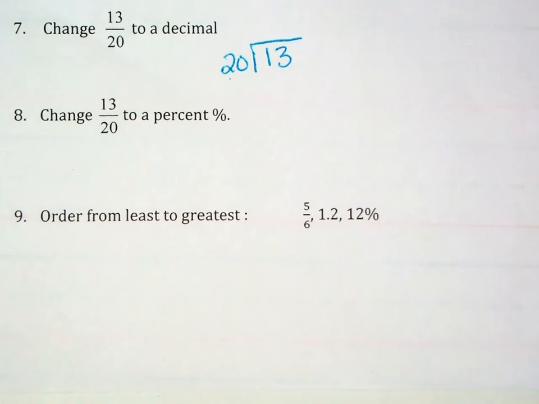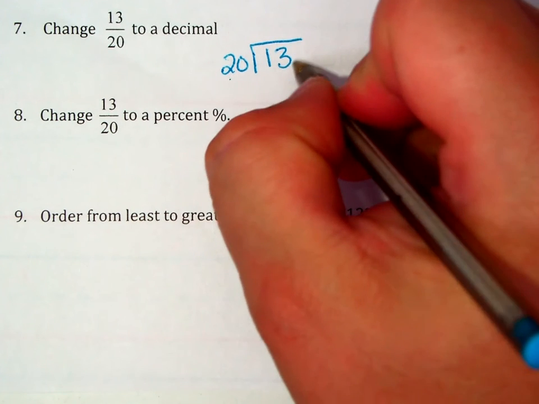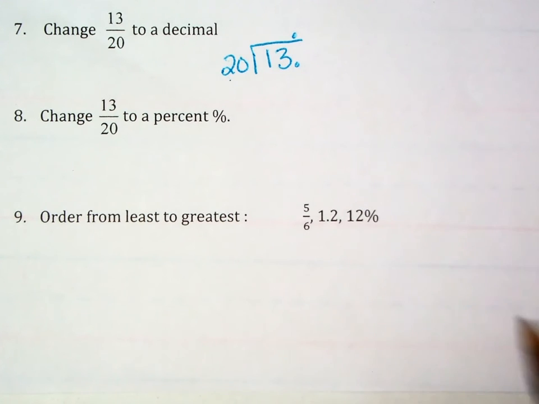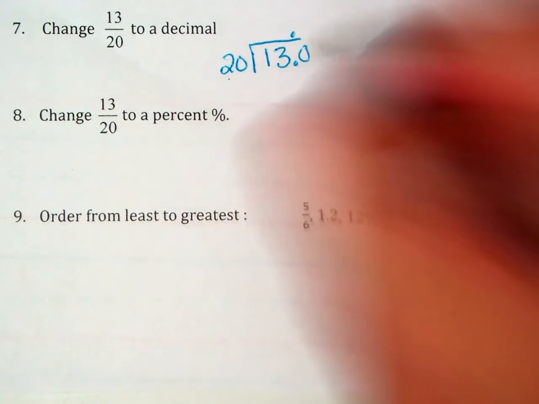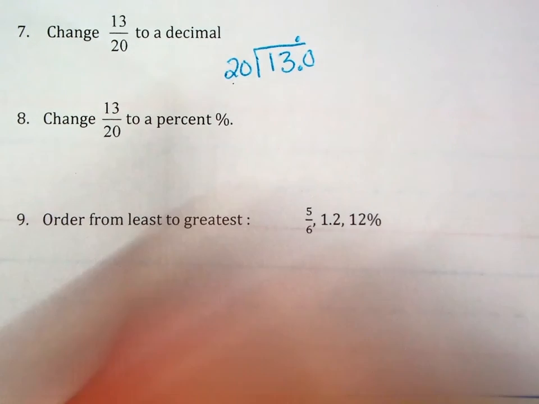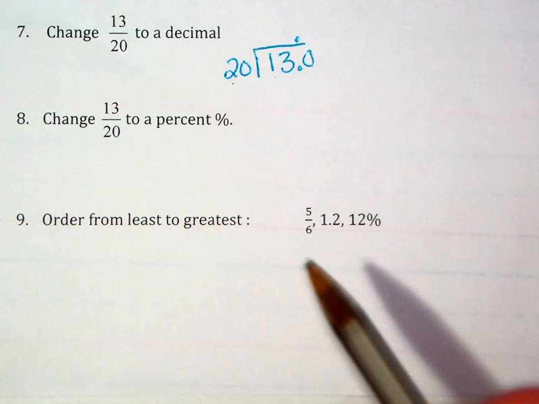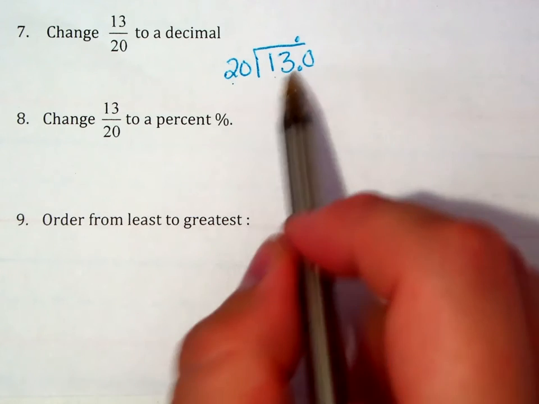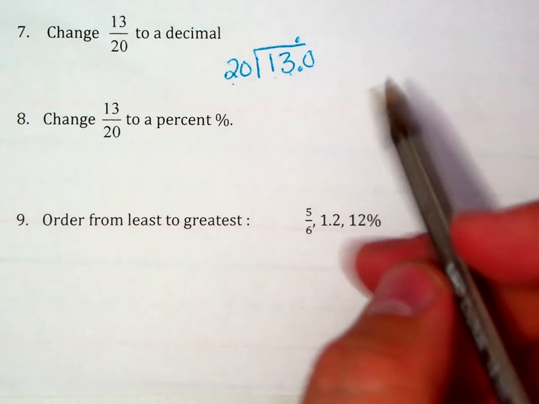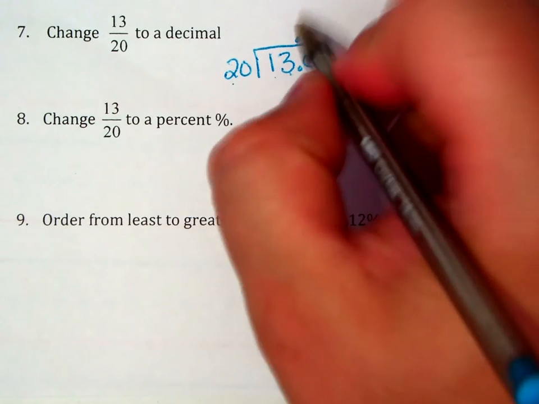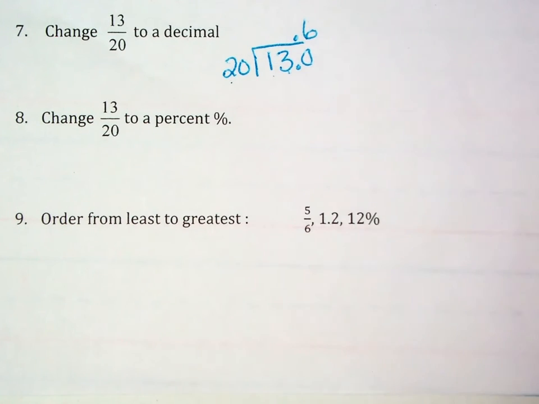20 does not go into 13 evenly, so I know right away I'm going to have a decimal answer, and I'm going to add a 0. So now I need to know how many times 20 goes into 130. 20 times 5 is 100, so 20 times 6 would be 120, which would be just below 130. 20 times 7, 140, that's too high, so I know my answer is going to be 6.